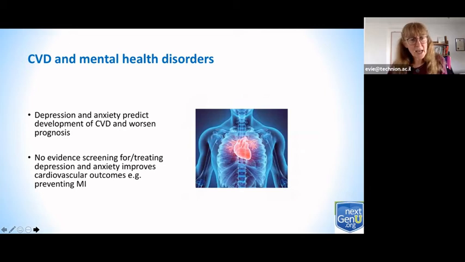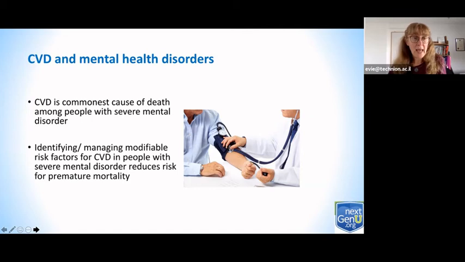Well, depression and anxiety can predict the development of cardiovascular disease and worsen its prognosis. However, there is no evidence that screening for or treating depression and anxiety improves cardiovascular outcomes, such as preventing a myocardial infarction, for example. However, cardiovascular disease is the commonest cause of death among people with severe mental disorders. So therefore, identifying and managing all those modifiable risk factors for cardiovascular disease, things like smoking, weight, hypertension, diabetes, and so on, in people with severe mental disorder can reduce the risk for premature mortality. So again, it's really making sure that we're looking after the physical health of people with mental health disorders and trying to really reduce their risk and look at their lifestyle as well.